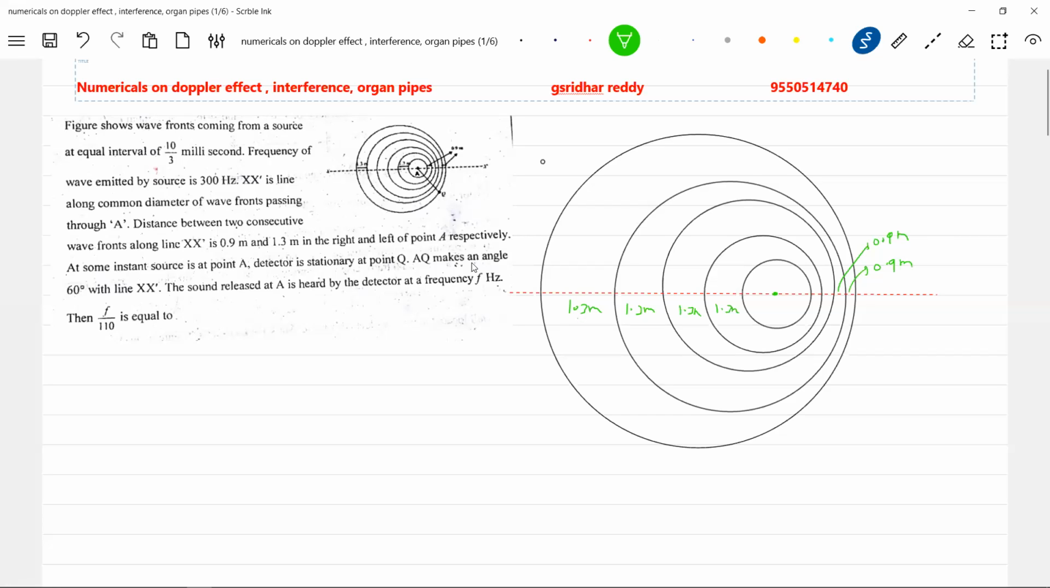There is a source at point A, and there is an observer at point Q. Hope I am explaining everything. What is the content given? The sound released at A is heard by the detector at frequency. Okay, we have wavefronts here. So from wavefronts, what do we get? How come?